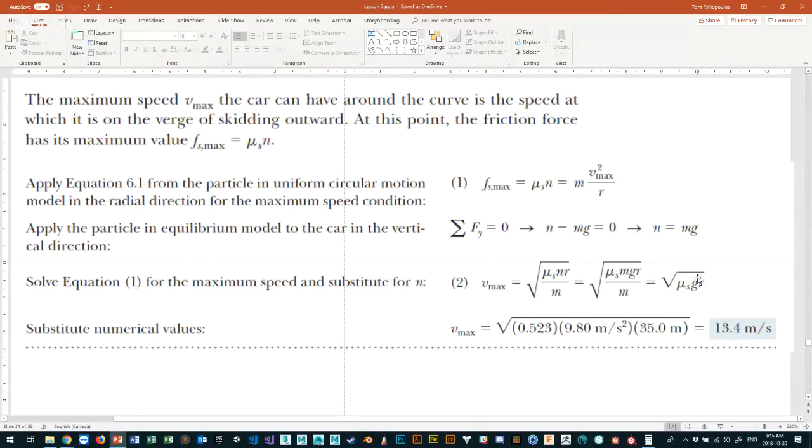So we can say that this equation, the square root of the coefficient of static friction times gravity times radius, is the way we can find the maximum velocity, and then we just sub things in. Okay, that's what this is. And so we get something like 13.4 meters per second. That's the maximum velocity we can have before the static friction is countered and the car goes off into oblivion.